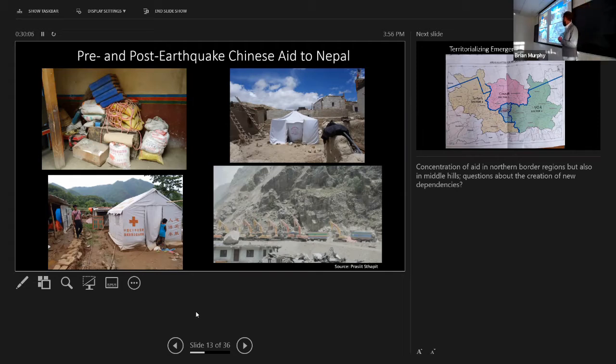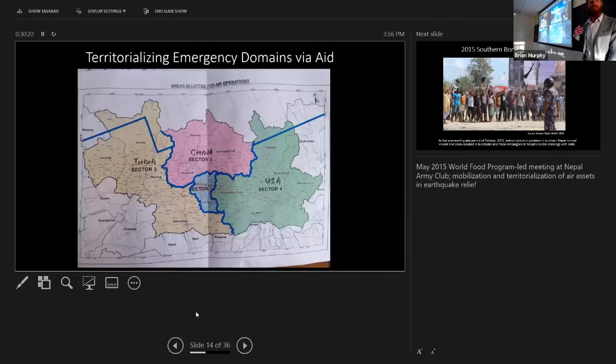Hydropower equipment was deployed here in Rasuwa along the Kirong-Kathmandu road, as well as along the Friendship Highway. Chinese capacity for development was demonstrated to also be a tremendous capacity for emergency relief.